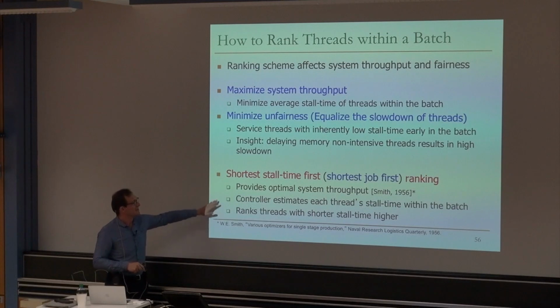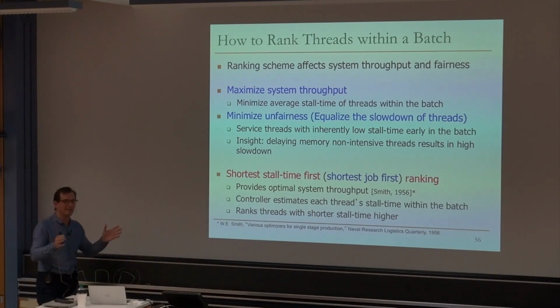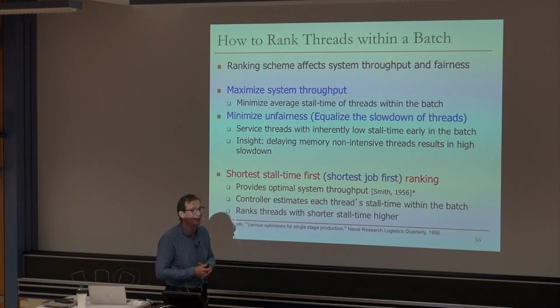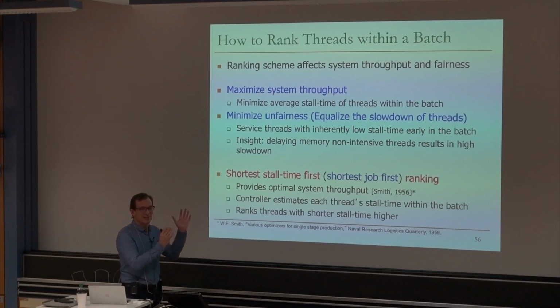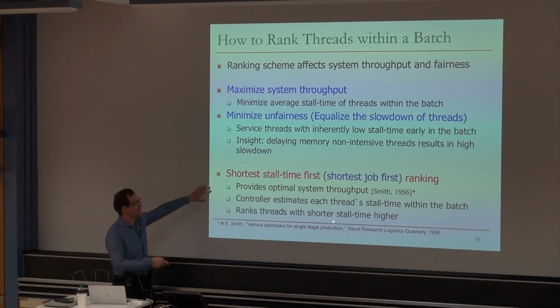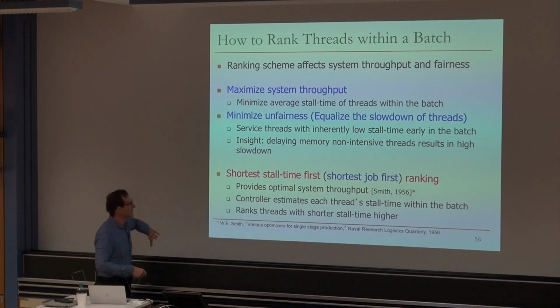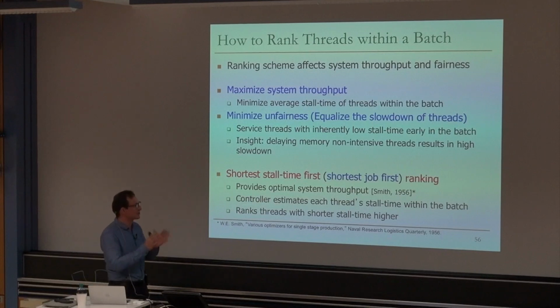But basically, if you have a single server queue, let's say like a factory, and you want to maximize your throughput out of that factory, you really want to finish the shortest jobs first. That overall maximizes your throughput. And you can read this paper that talks about the factories related to this. So this works really well. You can prove things about this if you have a single server queue.